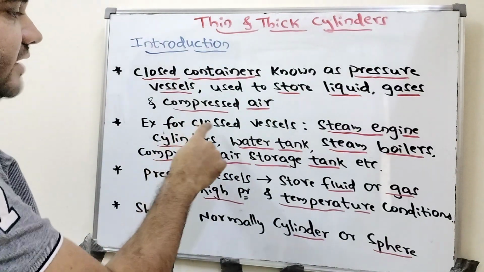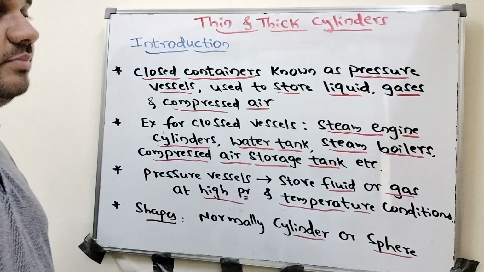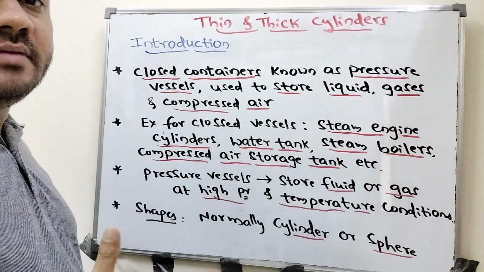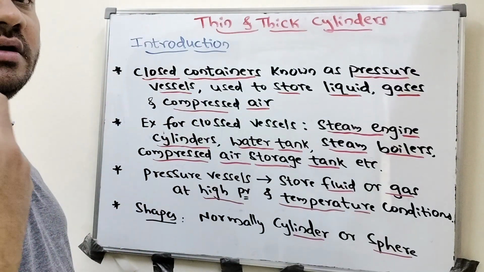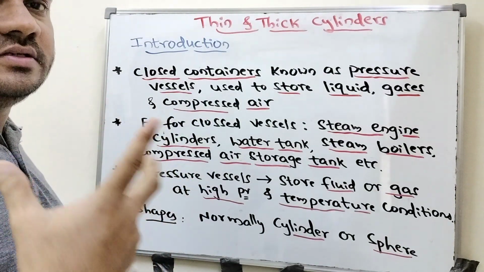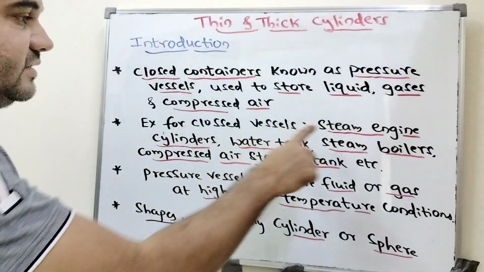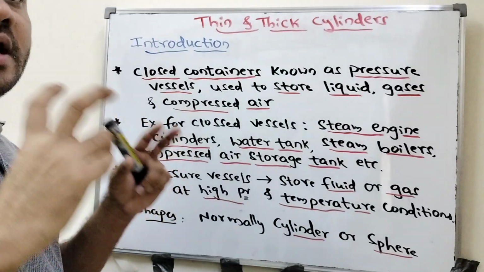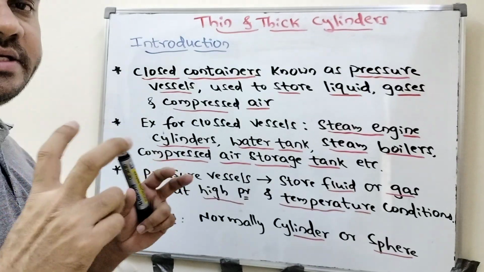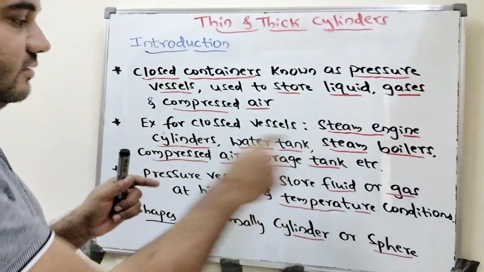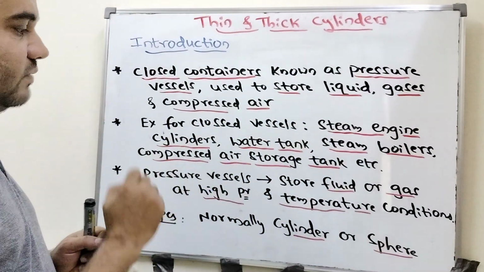The first example is steam engines. In our mechanical stream, if you go to that, the steam engines. As the steam is generated in the boiler, it will be transferred to the engines to convert the steam energy into mechanical energy, right? So at that time, the steam engine cylinder contains high pressure steam, also at high temperature. To store this steam, these closed vessels are used. So this is one example.